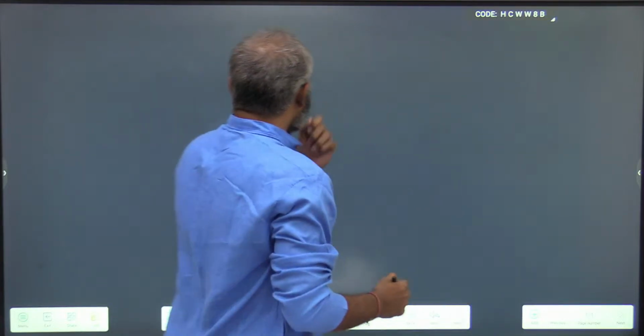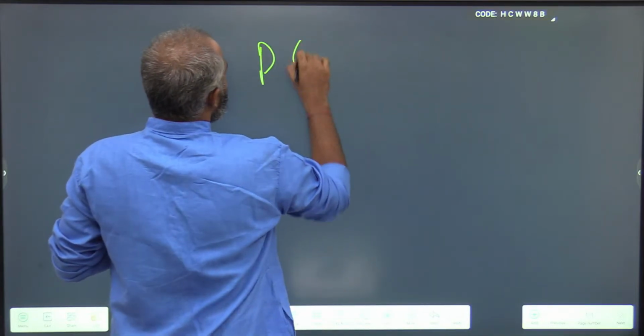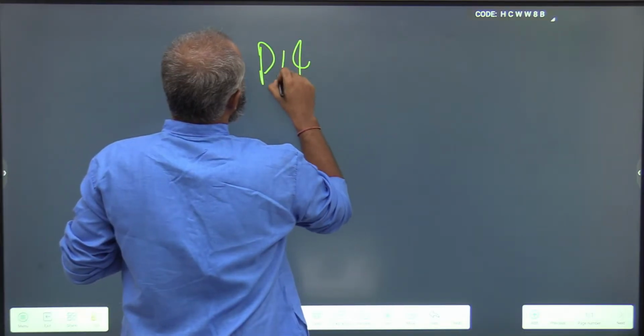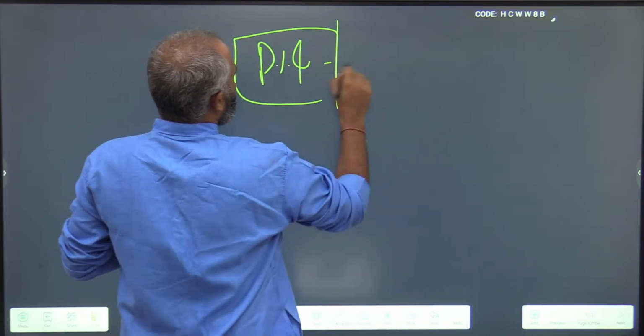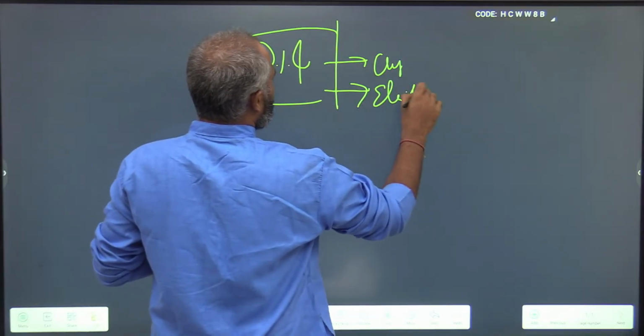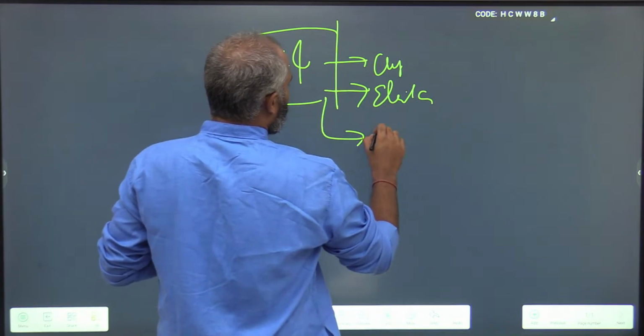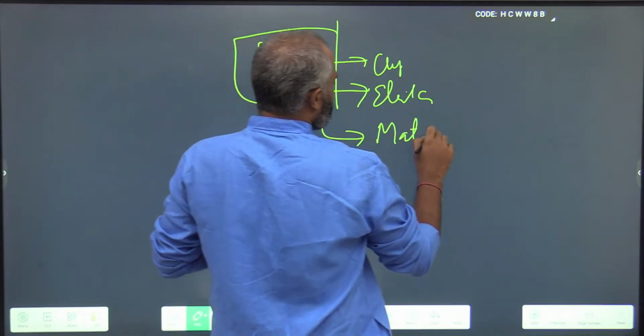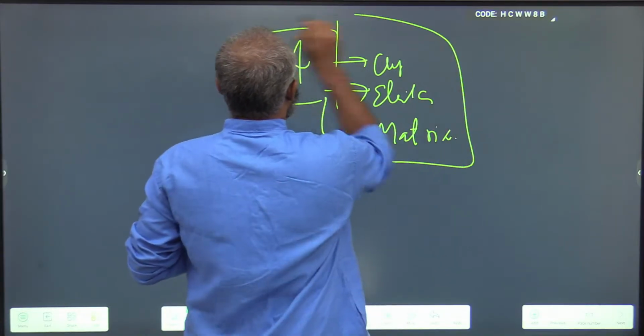Okay, and we have done niche topics in percentage. First we have done cryptarithmetic. Next, based on election problems, we have done. Next we have done matrix based, so on and so forth.